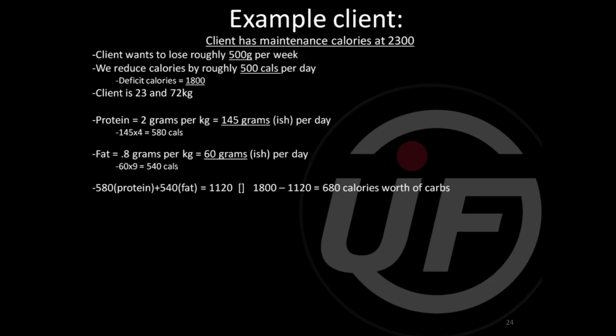So now we go 580 calories for protein plus 540 calories for fat equals 1,120 calories. 1,800 minus 1,120 equals 680 calories. That's left over for carbs. Nice and simple. We divide that by 4 and we get 170. That's how you get it. So underline this person: 1,800 calories per day for a 500 gram deficit, 140 grams of protein, 60 grams of fat, and 170 grams of carbs. That's what they'd be aiming for.